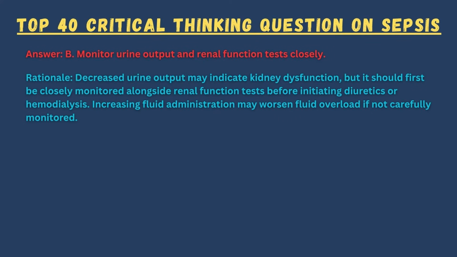Answer: B. Monitor urine output and renal function tests closely. Rationale: Decreased urine output may indicate kidney dysfunction, but it should first be closely monitored alongside renal function tests before initiating diuretics or hemodialysis. Increasing fluid administration may worsen fluid overload if not carefully monitored.